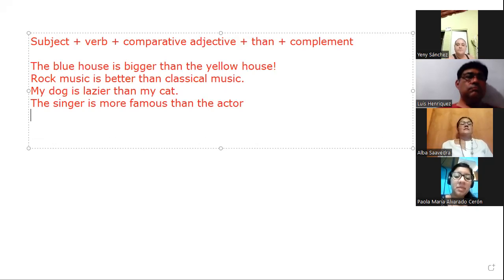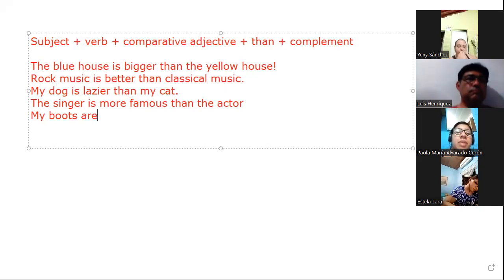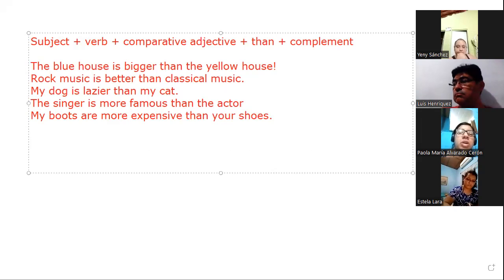Vamos a ver. Alba Saavedra. Yes, teacher. ¿Cómo está? Very good, thank you. Excelente. Dígame, mis botas son más caras que tus zapatos. Okay, my boots are more expensive than your shoes. Very good. My boots are more expensive than your shoes, teacher. Yes. Okay. Very good.